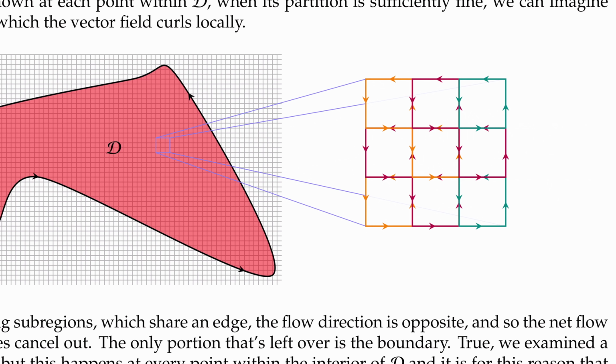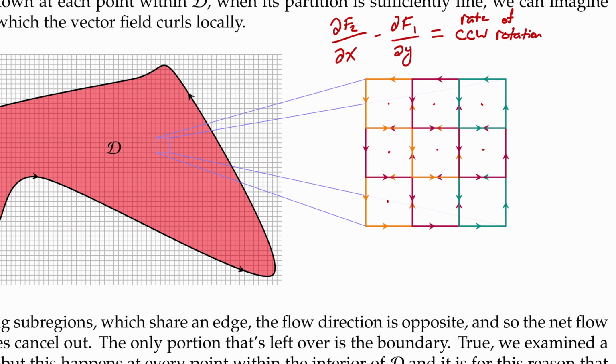So now if you look here, essentially this quantity, del F2 del x minus del F1 del y, tells us the rate of counterclockwise rotation. So effectively, what we can think about is that at every single point in the domain D, we sort of have a way of describing what's the counterclockwise rotation rate.